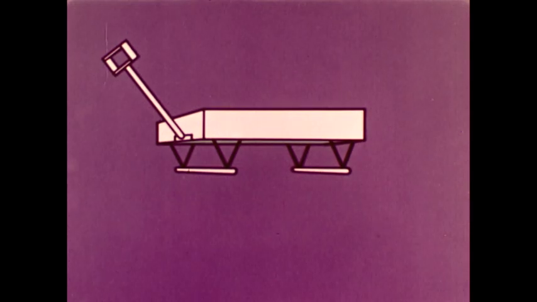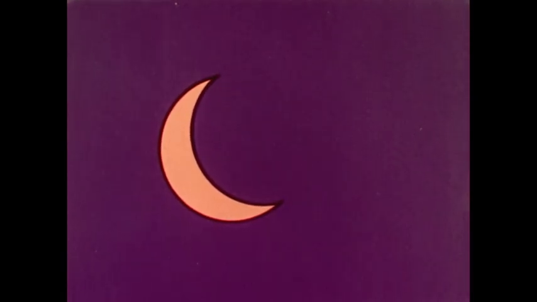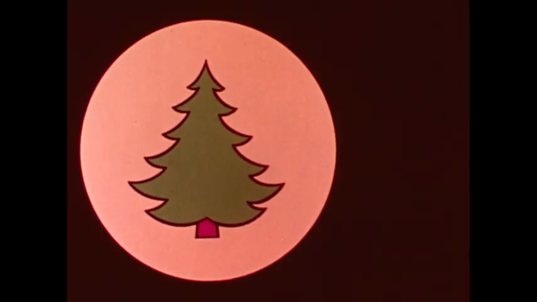How many wheels are there on a wagon? How many balls are in this set? How many moons do we see in the sky at night? 1. The numeral 1 looks like this. How many suns do we see in the sky during the day? 1. How many trees do you see? 1. How many balls? 1.